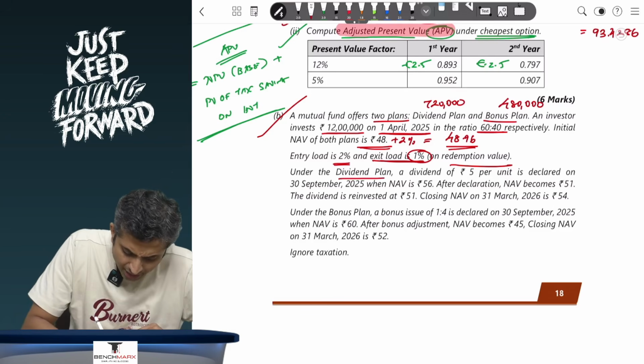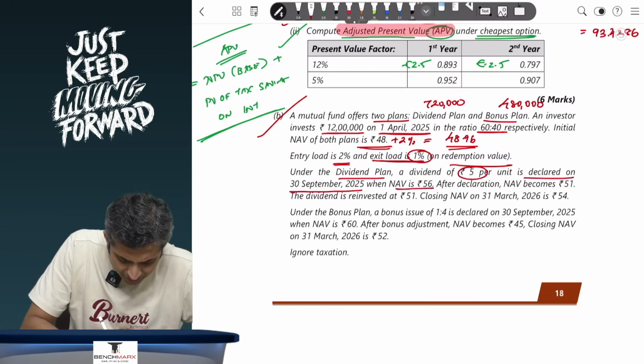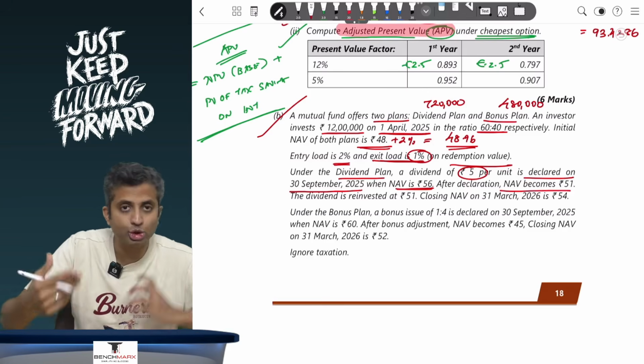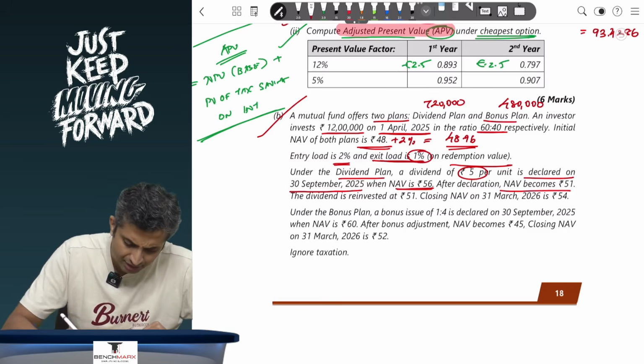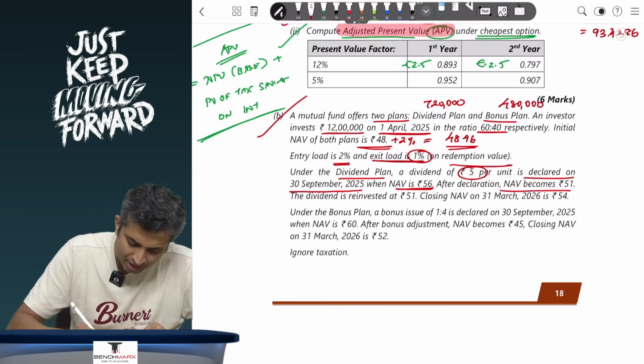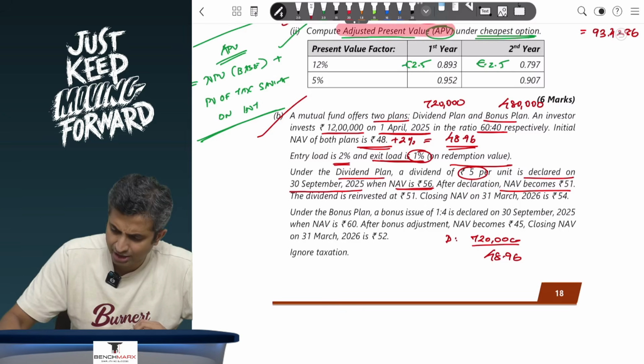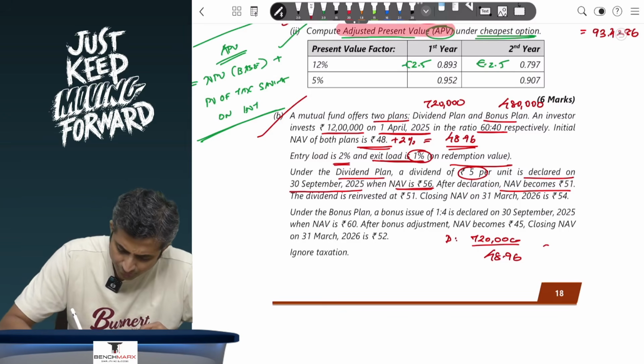Under the dividend plan, a dividend of 5 rupees per unit is declared on 30th September when the NAV is 56. This is when it was declared. But after declaration, the NAV became 51. So the new units will be allotted at the rate of 51. But how many units are there? Well, for the dividend plan, 7,20,000 was my investment, 48.96 would be my value. So 7,20,000 divided by 48.96 will come to around 14,705.88 units.